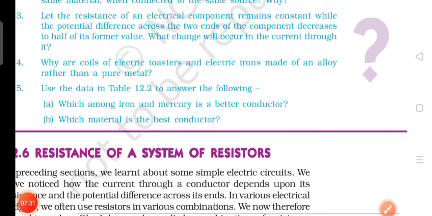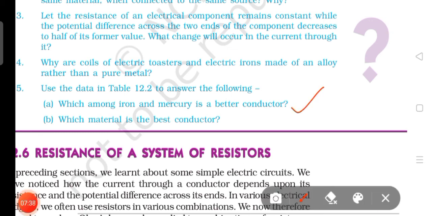Both parts you have to do by seeing table 12.2, and you have to do them on your own. Write the answers in the comment section. I will see it. Each and every one of you write those answers, both A and B. Put A and then B and write it in the comment section. I will read everyone's answer.